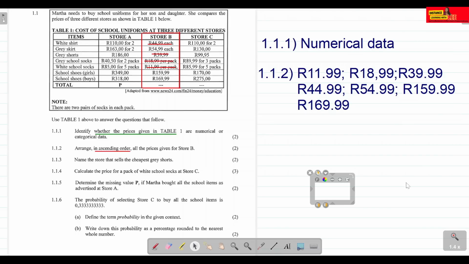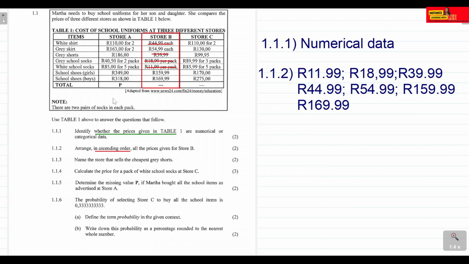Okay, so in this case, we have basically arranged our data in ascending order from the smallest price to the largest price. Let's have a look at question 1.1.3. Name the store that sells the cheapest gray shorts. So we're going to focus our attention on the row that basically gives us information on the prices for the gray shorts, right? And from this row, we're going to compare the different prices that are given to us for the gray shorts at the different stores, all right?